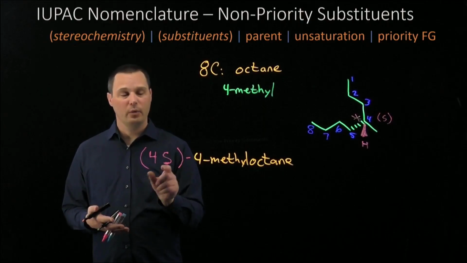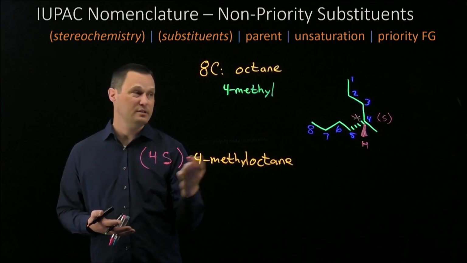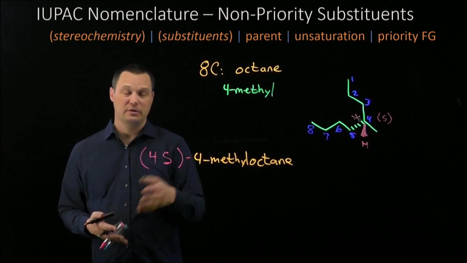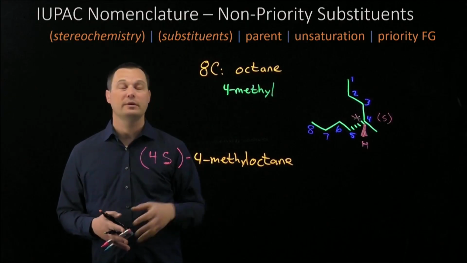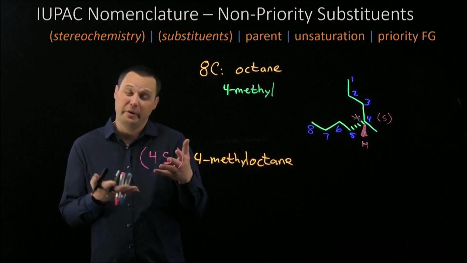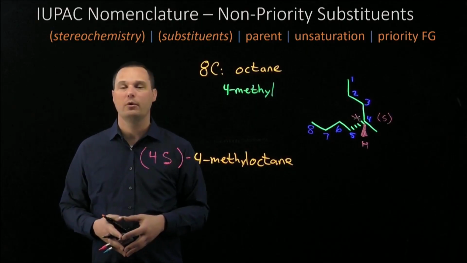There is a scenario where if there's only one stereochemical descriptor, you can leave off the 4 because the S has to go at the only stereocenter in the molecule. But I really prefer to leave the number in there. It makes it unambiguous where the S is, and it just gives us one set of rules for all of our names. We don't have to worry about sometimes exceptions. So I would call this molecule 4S-4-methyloctane.